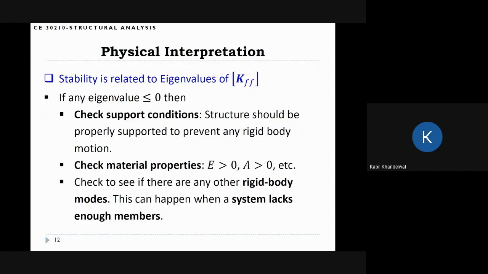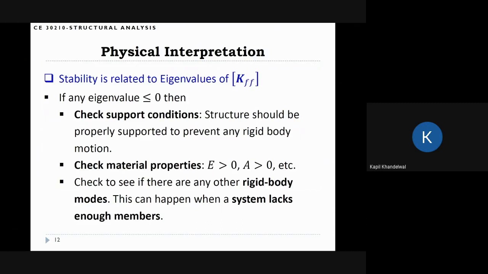One of the things that you want to check is the support conditions. You want to make sure that the structure is properly supported, so it's not moving as a rigid body. Sometimes you also want to check if the material properties are right. For example, modulus of elasticity should be greater than 0, area should be greater than 0, and so forth, because we can easily make a mistake and put a negative number for these things, and then it will create problems with the stability.